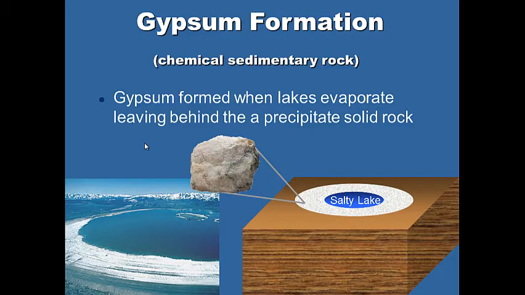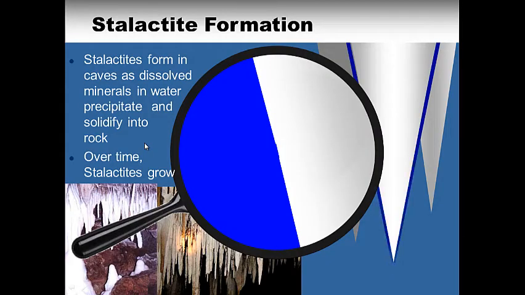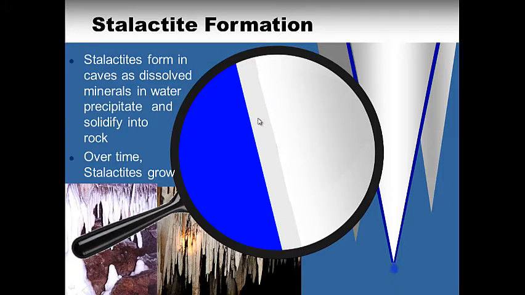Okay? Another type of chemical sedimentary rock is stalactites in caves. Stalactites form in caves as dissolved minerals in water precipitate and solidify. They release their minerals to make solids into rock. Over time, these stalactites grow. So here are these stalactites in caves. Over time, okay, these calcium minerals precipitate out. That means they just turn into solids. And you get a new mineral forming, a new rock called stalactites here. Well, that's a chemical sedimentary rock when minerals precipitate out or solidify. Okay, and you get a chemical sedimentary rock.